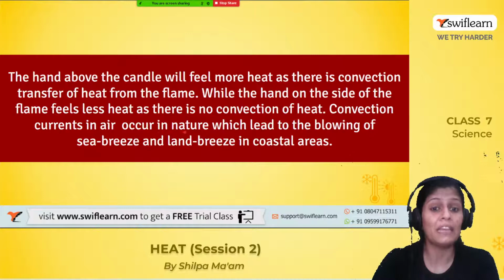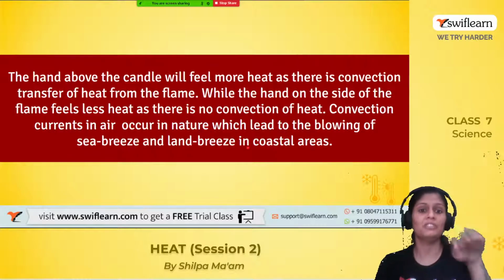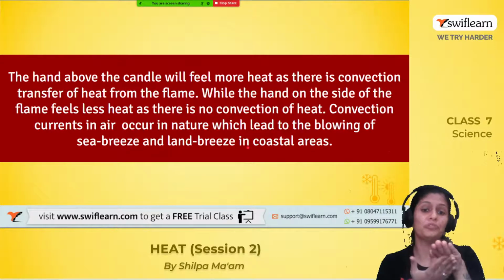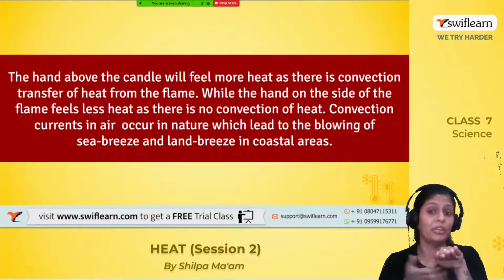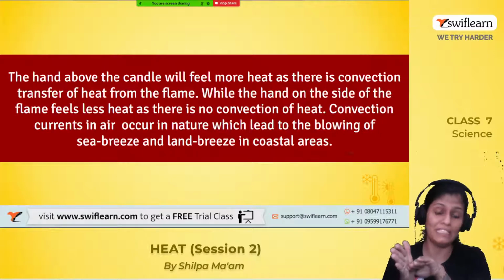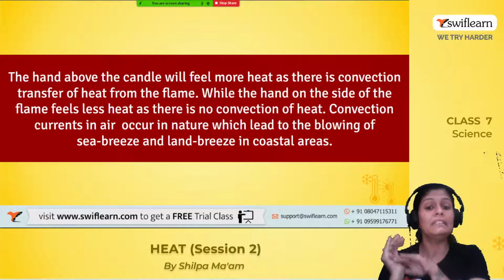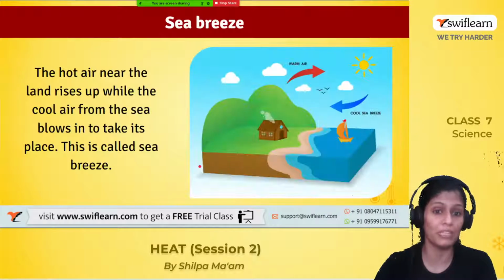Convection currents in air occur in nature which lead to the blowing of sea breeze and land breeze in coastal areas. Now what is happening? The hand which is directly over the candle is going to feel more heat because heat is coming directly over your hand. But the hand on the side is not able to have more effect of the heat that is coming from the candle. The same criteria is observed in land breeze and sea breeze in the coastal areas.